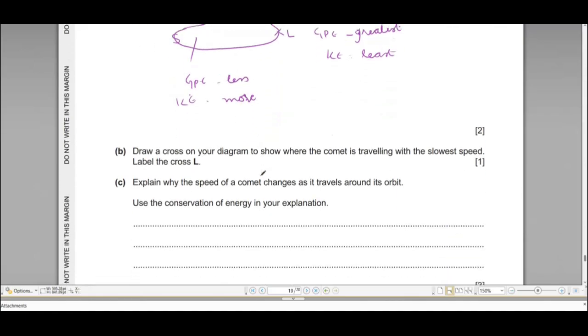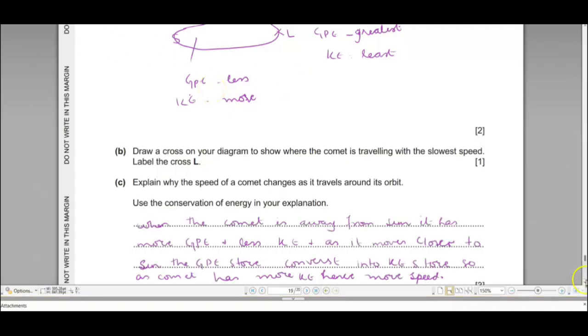Part C, explain why the speed of the comet changes as it travels around the orbit. Yes, so the speed of the comet changes because when the comet is away from the sun, it has more gravitational potential energy and less kinetic energy. As it moves closer to the sun, the gravitational potential energy store converts into kinetic energy store. So as the comet has more kinetic energy, obviously it has more speed.